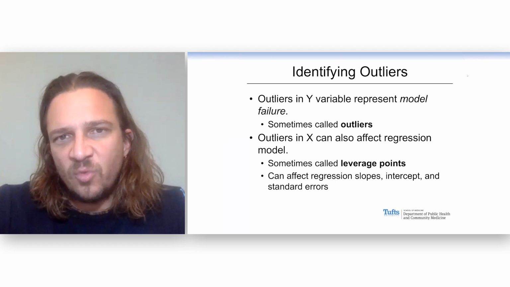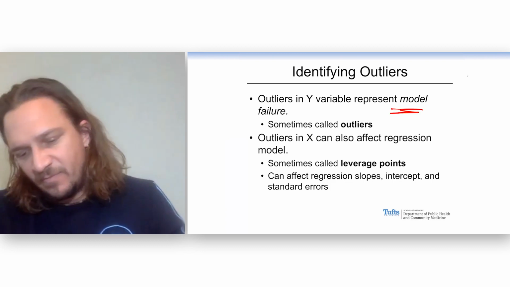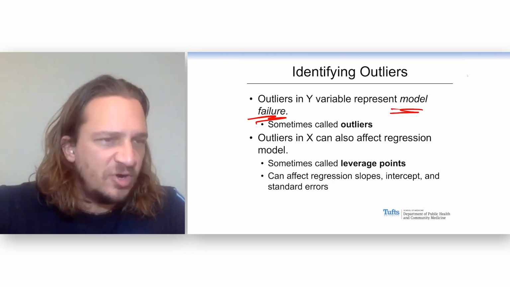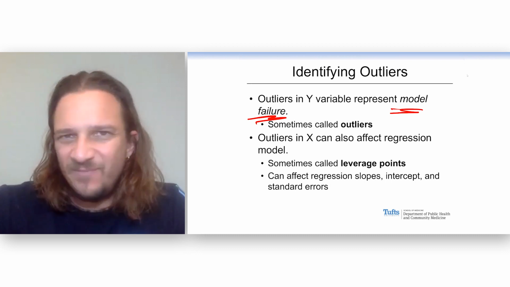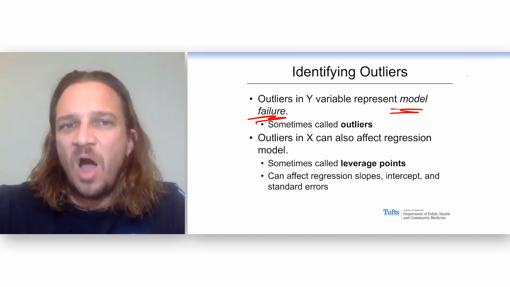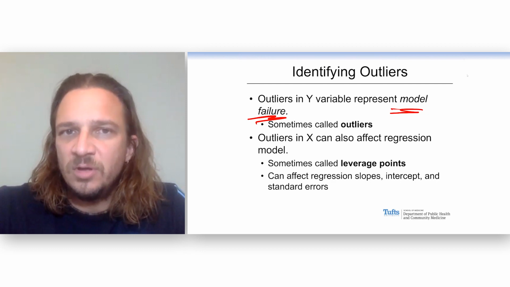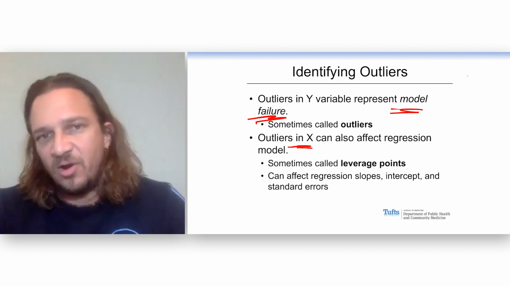If you have an outlier in the Y variable, it's some model failure. This person, I'm trying to make a prediction for them, but the prediction doesn't work. It's too high or it's too low. We might have some sort of outlier in X.